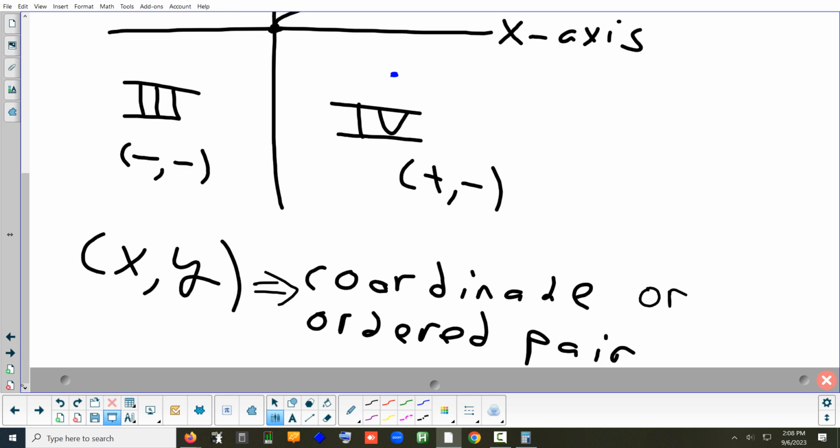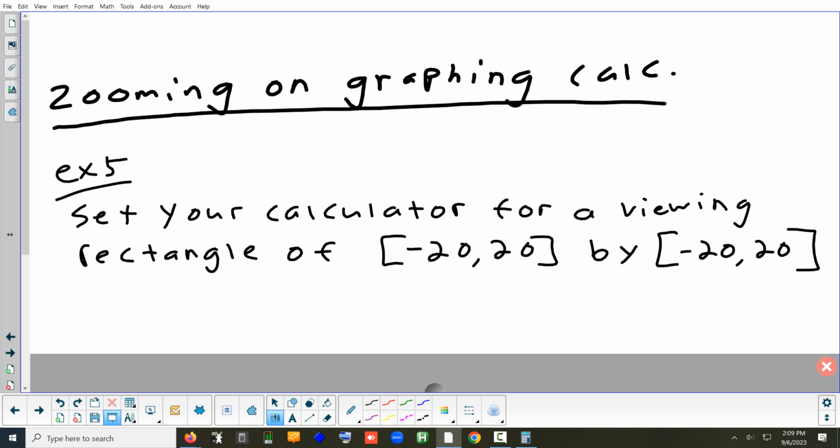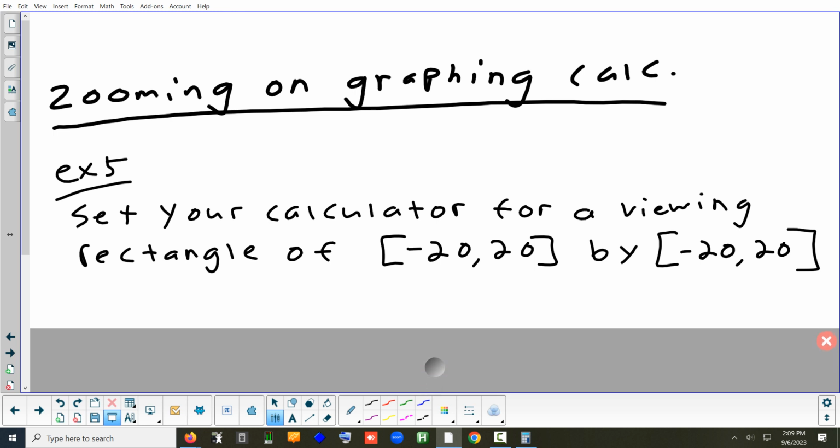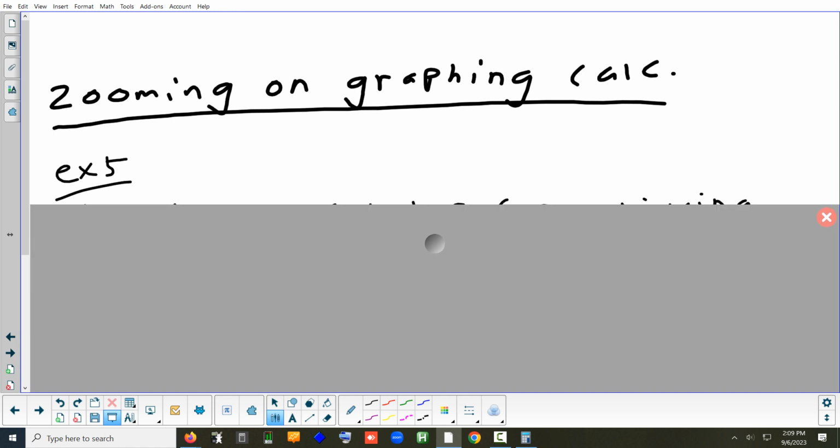Now I'm going to show you how to do something on the graphing calculator. So in general, if something happens on the calculator the day of a test and it's giving you some weird error that's not related to anything I've taught you, I would help you fix it. But if the question was to set your calculator to a viewing rectangle and they give you dimensions, that I wouldn't help you with because that's what I'm going to show you how to do right now.